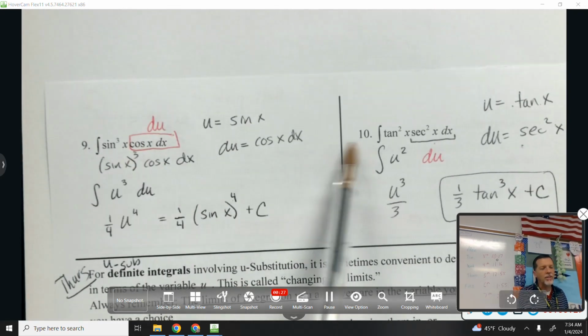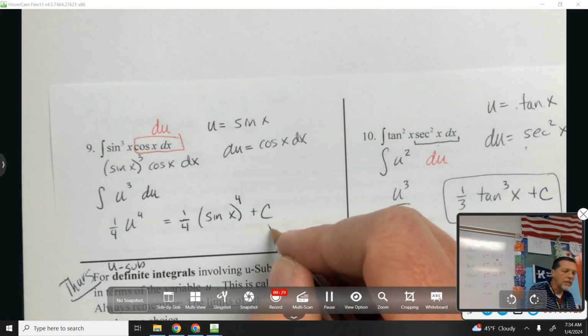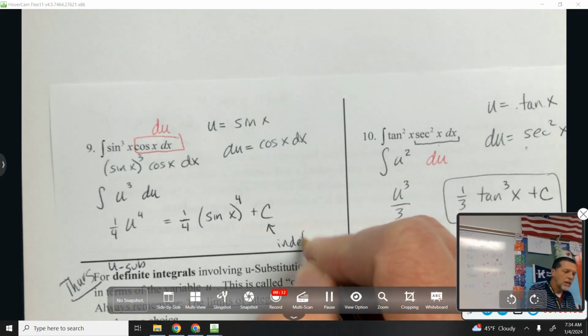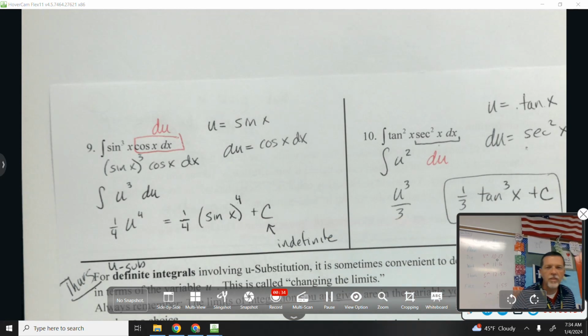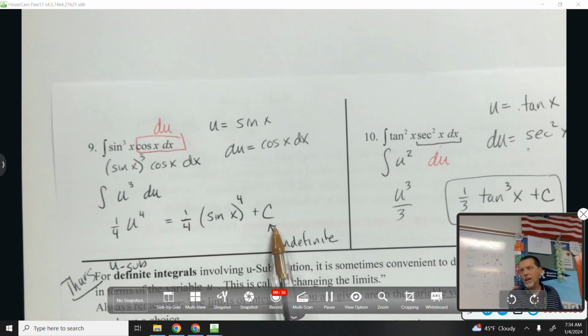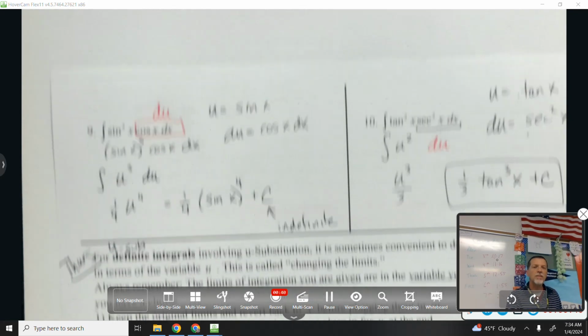Those are indefinite integrals. Part of the reason they're indefinite is you don't have a definite answer, because they all have a plus c on them. So they're not definitely an answer. There's a plus c tagged on the end.